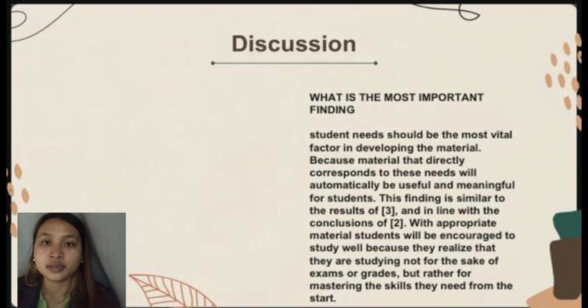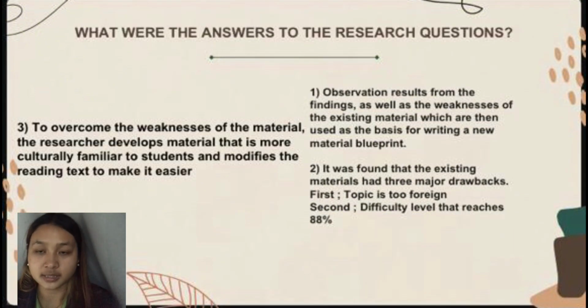And then, what were the answers to the research questions? The answer number 1 is the observation result from the finding of the weaknesses of the existing material, which were then used as the basis for writing a new material blueprint. The second one is, it was found that the existing material had three major drawbacks: first, the topic is foreign; second, the difficulty level, which was 88%. And the last one, number 3, is to overcome the weaknesses of the material, the researcher developed material that is more culturally familiar to the students and modified the reading text to make it easier.